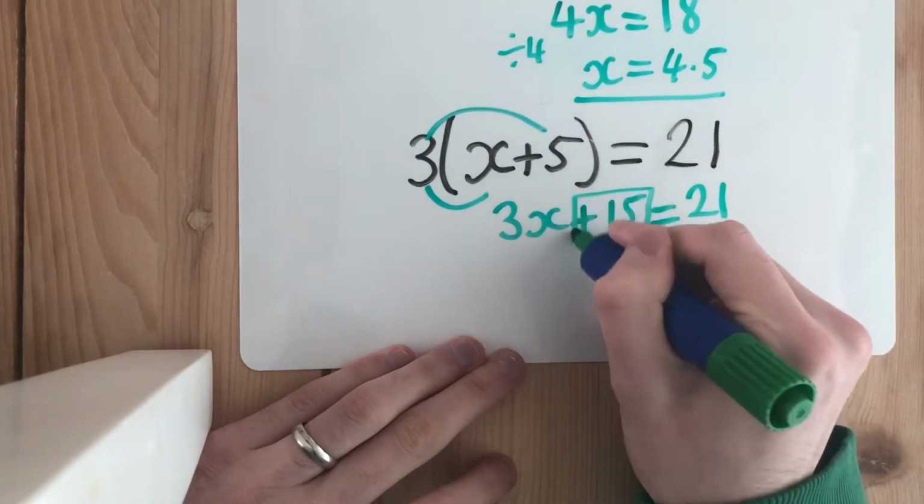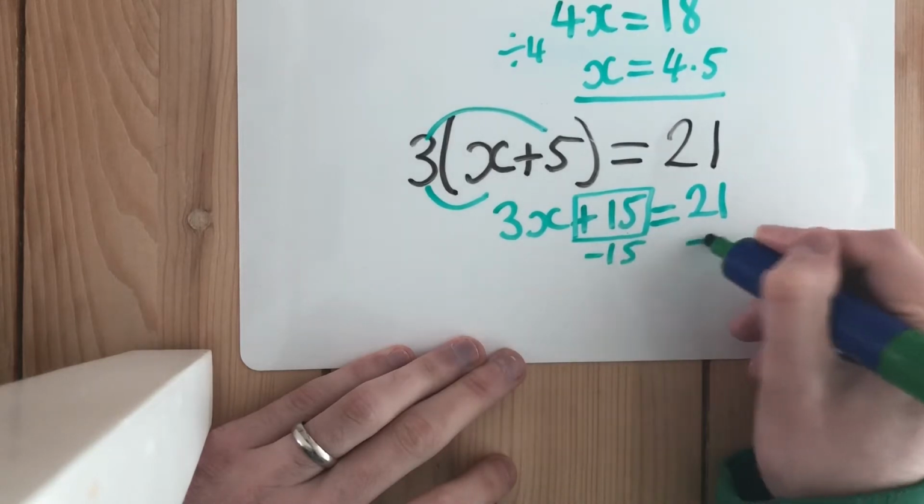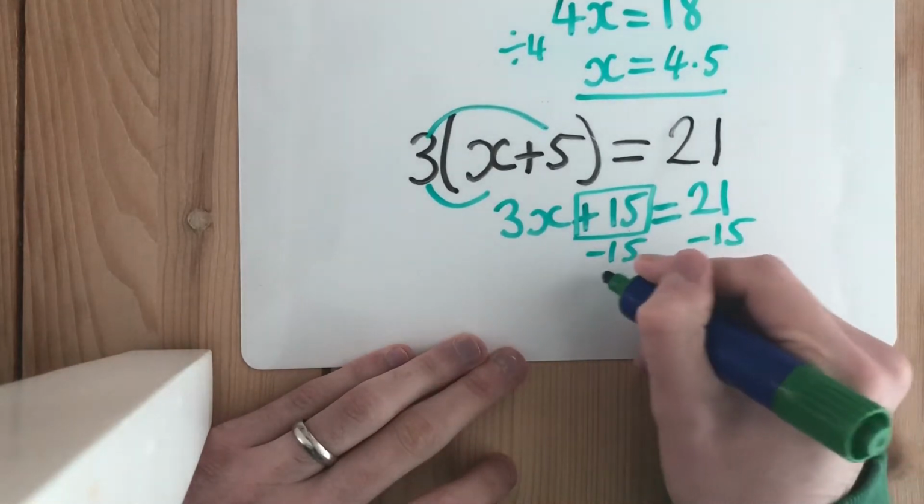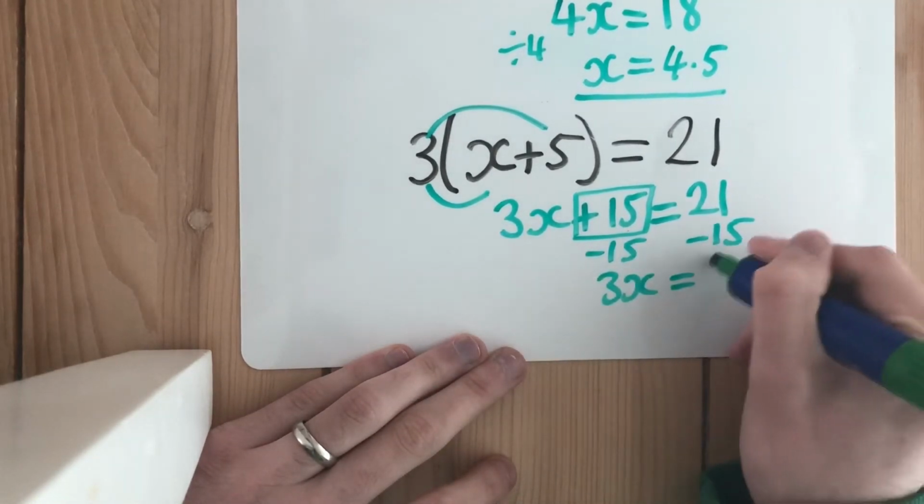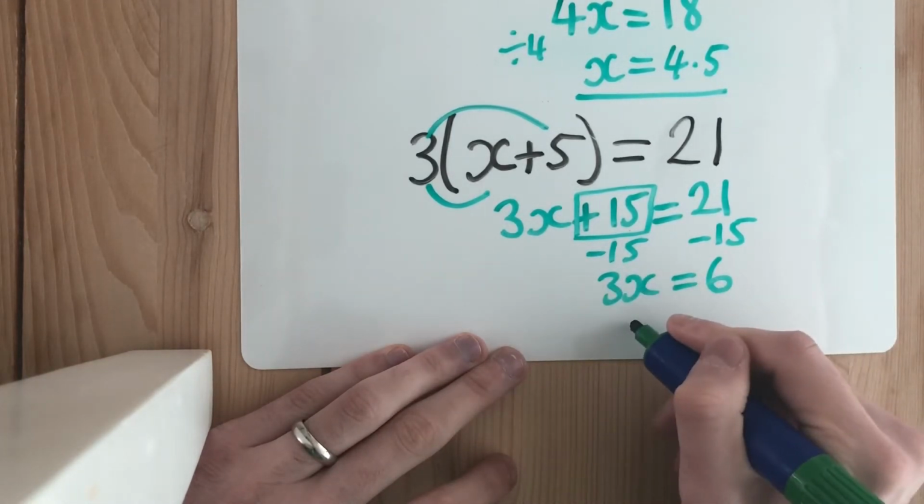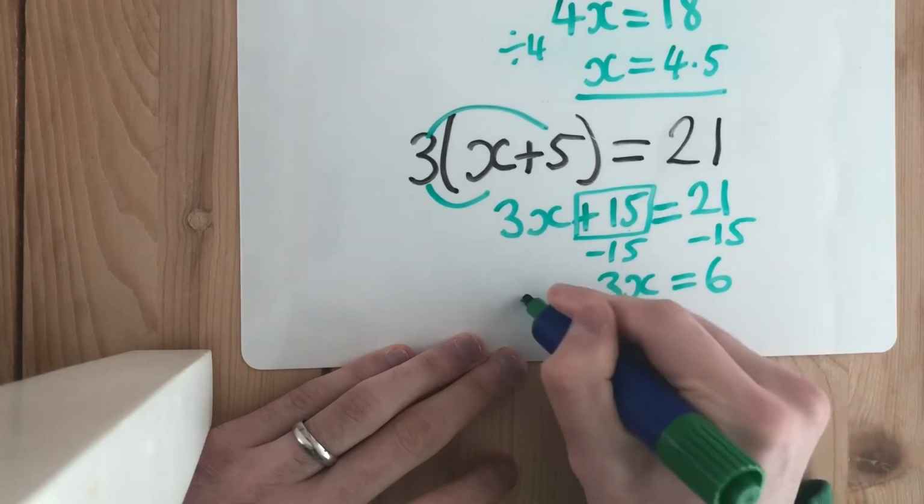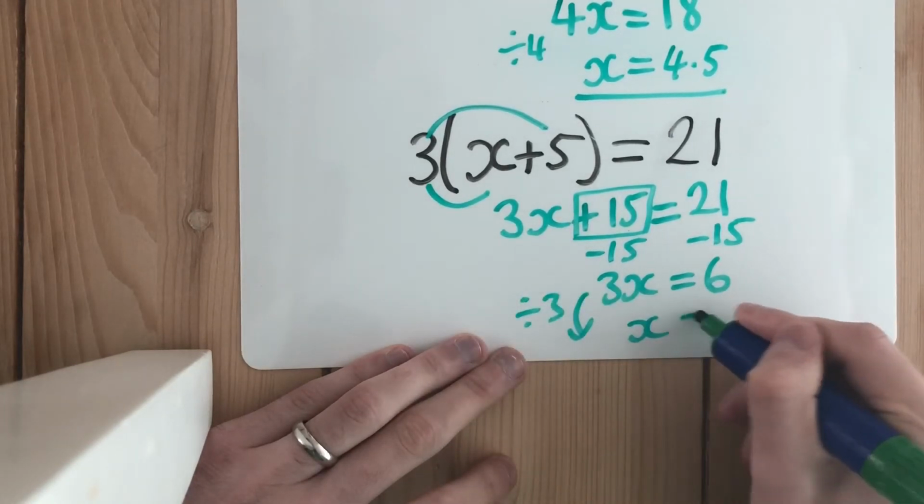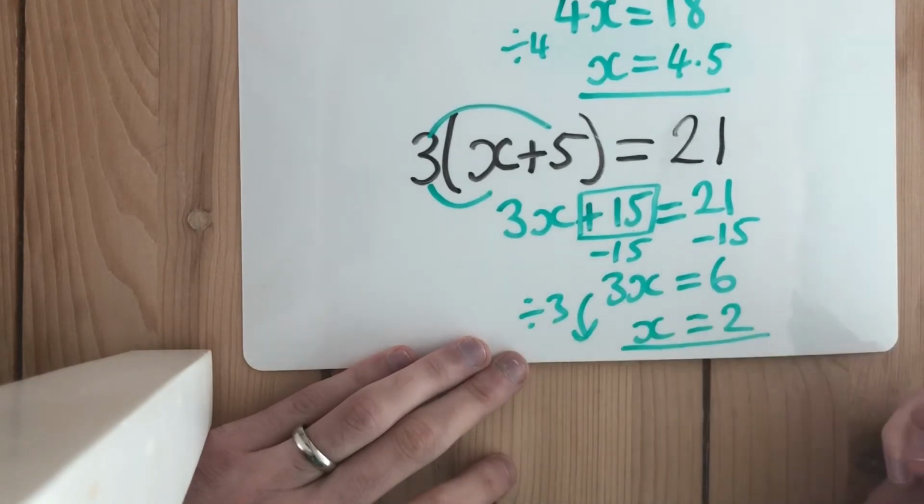Opposite of adding 15 is subtract 15. And I do that to both sides of my equation, which means we have 3x equals 6. Final step is I don't want to know what 3x is, I want to know what 1x is. So I need to divide by 3. 6 divided by 3 gives me 2, and that's my answer.